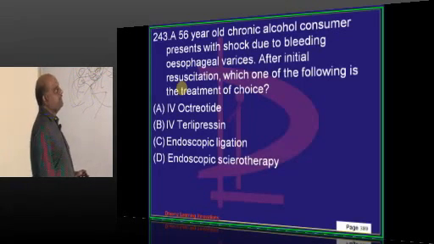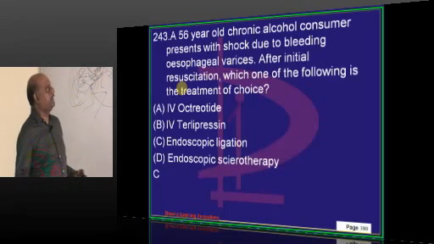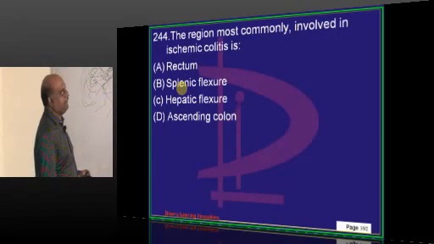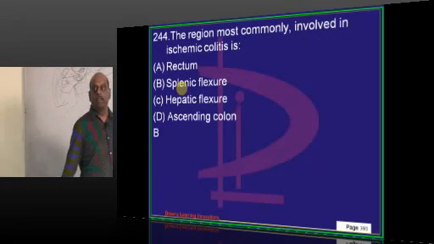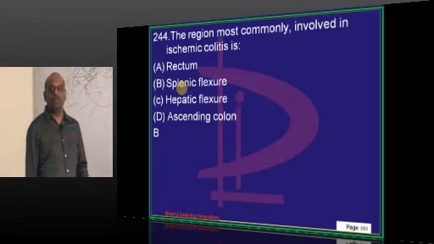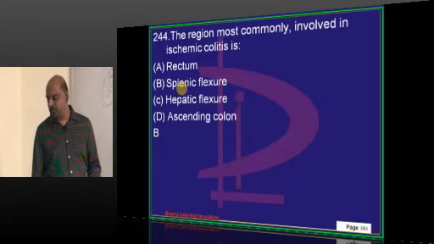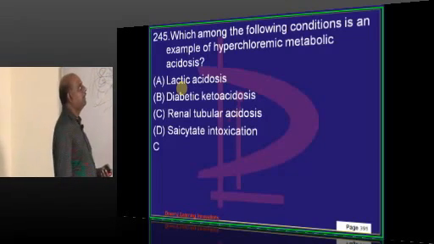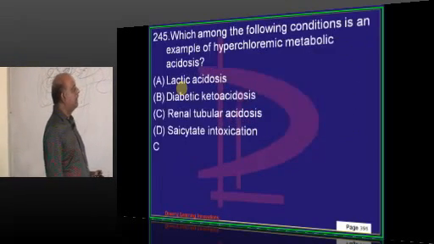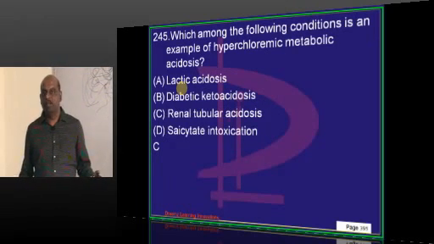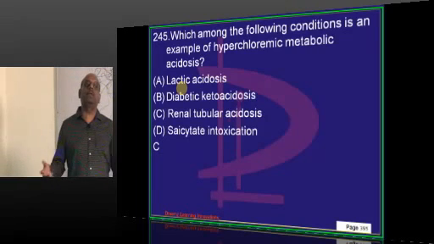A 56-year-old chronic alcohol consumer is in shock. He has got bleeding varices. After initial resuscitation, the best treatment is endoscopic ligation, which is considered to be the management of choice. In ischemic colitis, what is the most common area, which is the watershed zone? Splenic flexure is the one most commonly involved, is what needs to be remembered. Then renal tubular acidosis is a normal anion gap acidosis, which is a state of hyperchloremic metabolic acidosis, is what you need to ultimately remember.